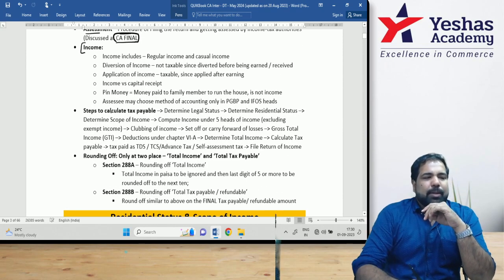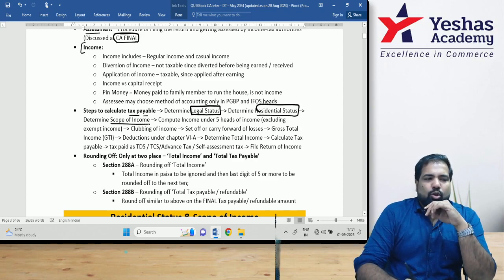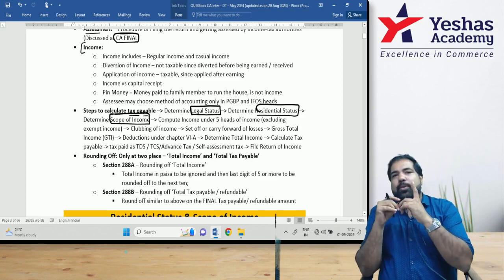Guys, are there some steps to calculate tax? Yes, first one. Legal status, who you are, that will define. Second one, residential status. Next one, scope of income. How many rooms do we have, guys? Fine. In each room, can a person have incomes?